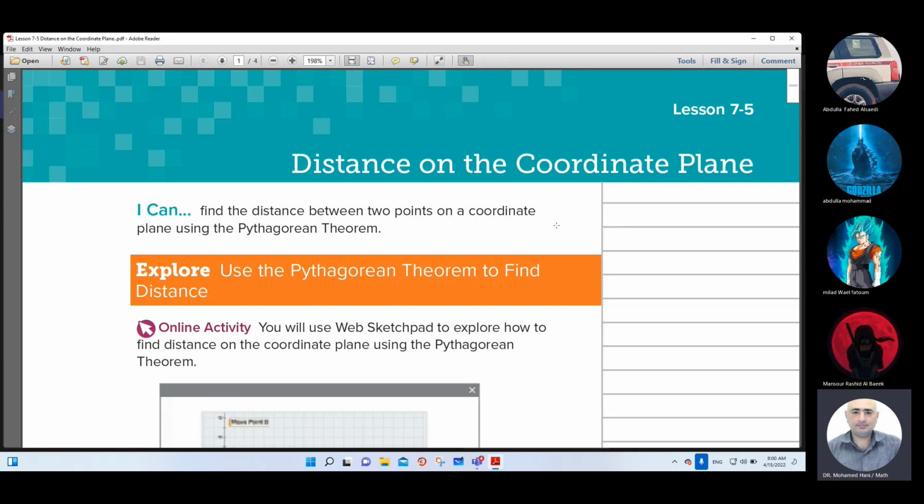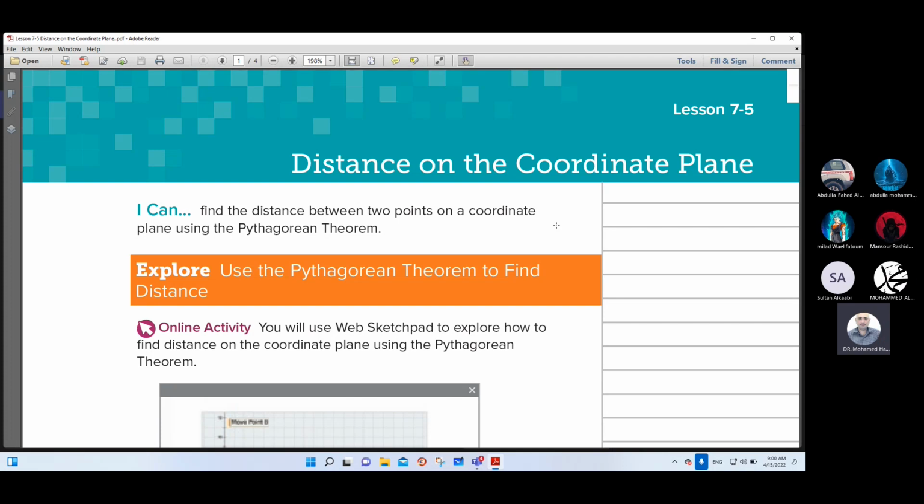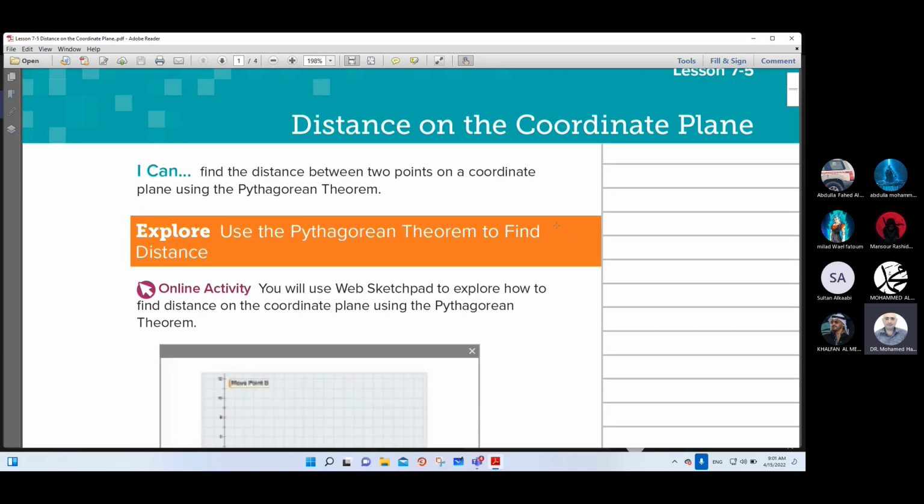Math grade 8. We are in module 7, lesson 5, the last lesson in this chapter. Distance on the coordinate plane. In this lesson, we want to find the distance between 2 points on a coordinate plane using the Pythagorean theorem.